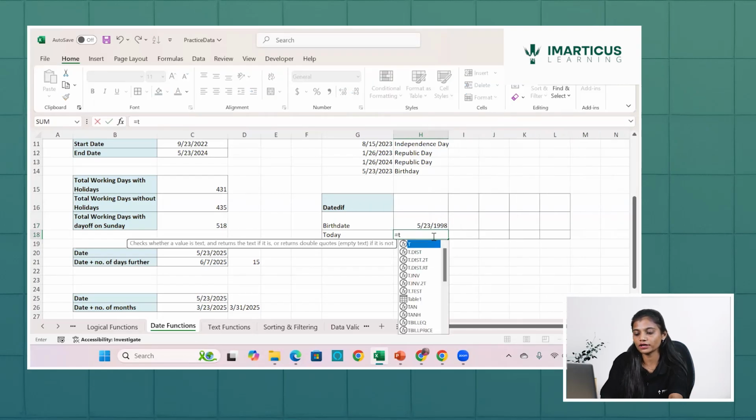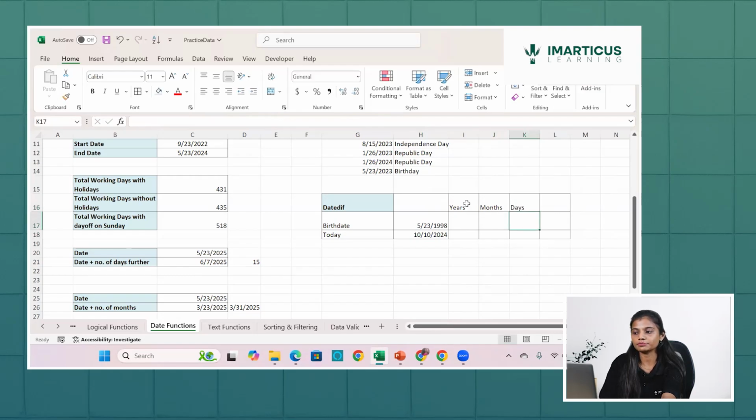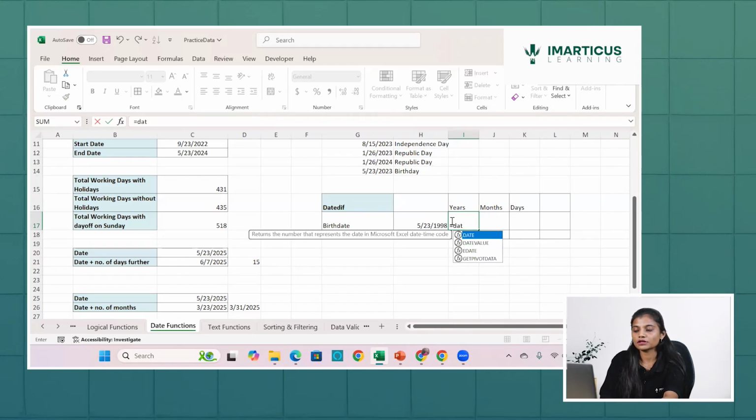Now you must be knowing today as a function. We will get today's date. So I want to calculate how many years are completed to me, how many months I have completed, and how many days I have completed. Now how I will do is, I'll use a function. That function is known as DATEDIF, known as date difference. Now this is how you write. So you have to write DATEDIF and then a bracket.